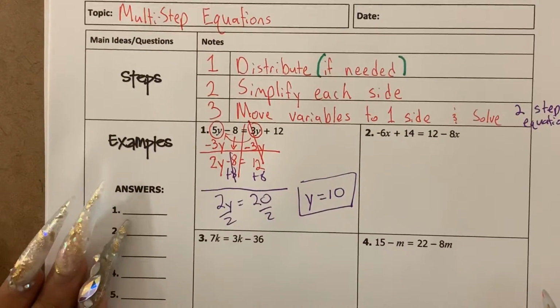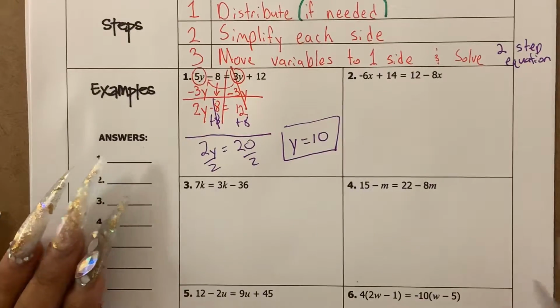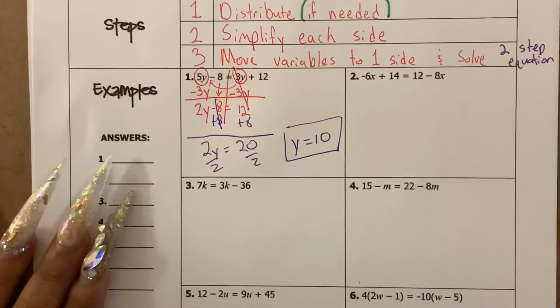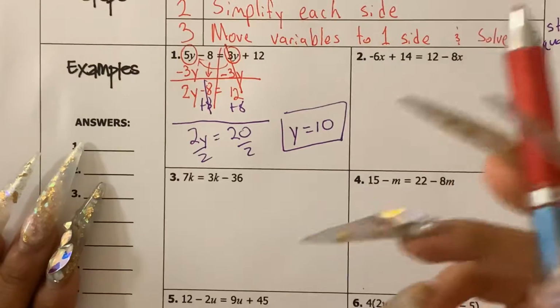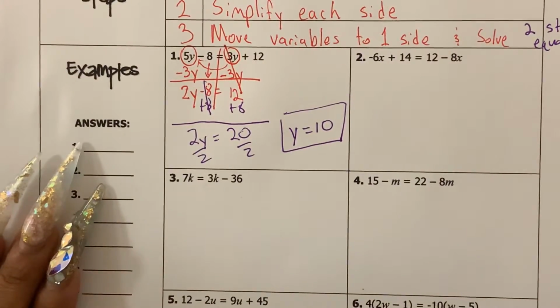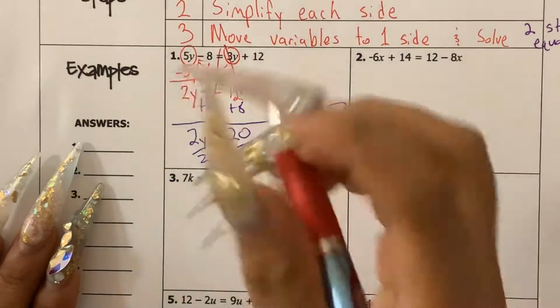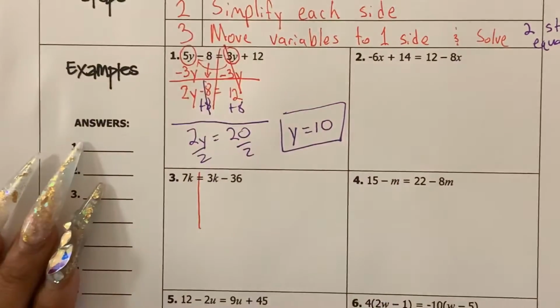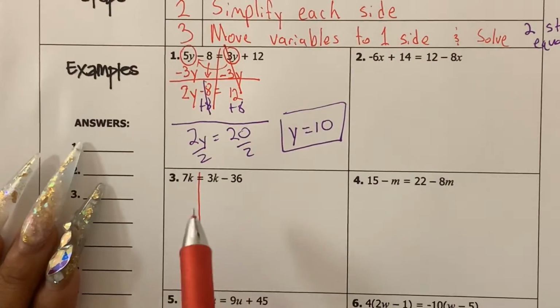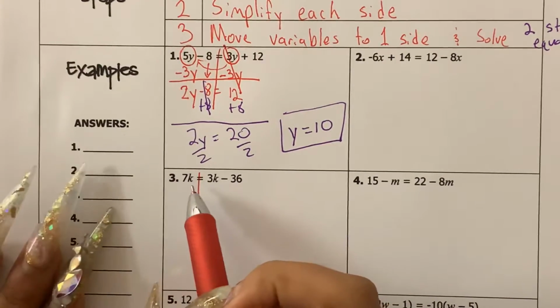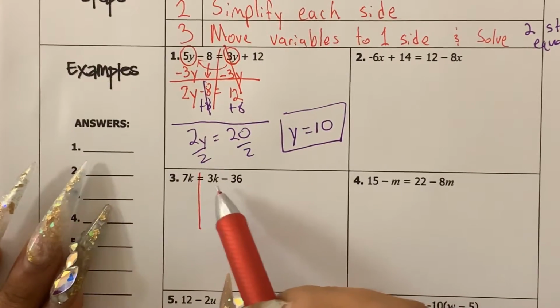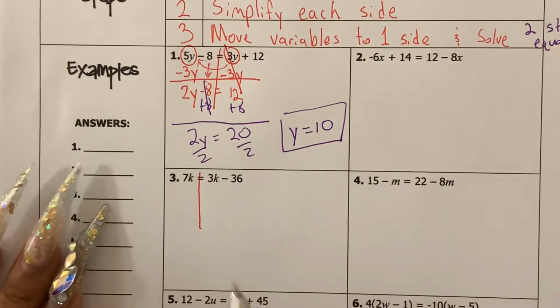Okay, example 3. Distribute if needed. Again, I do not have parentheses on this one, so I don't need to distribute. Step 2, simplify each side. Look at the left side, 7k. Can't do anything there. There's nothing to combine. Look at the right side, 3k minus 36. They're not like terms. I don't have anything I can combine on that side.